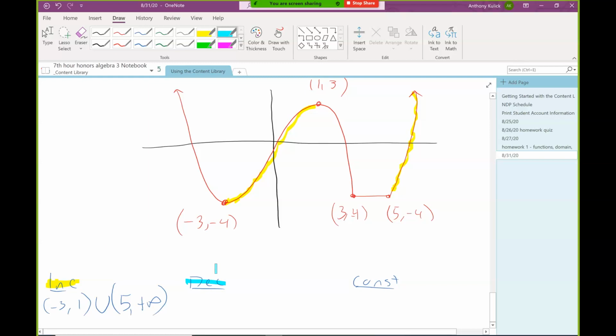How many decreasing sections do we have? 2. Good. We have this section here and this section here. So that first section begins at negative infinity, and it goes to negative 3, right? Always the x coordinates. And again, I always start from left to right. Okay? Just like you read a book, you start at the left and you move to the right. So when I look at my intervals or my sections of the graph, I'm always starting on the left and going to the right. That's the convention.